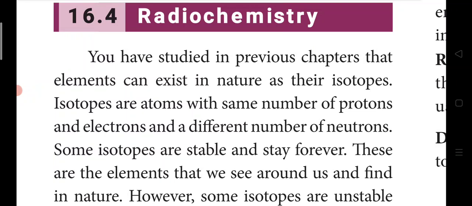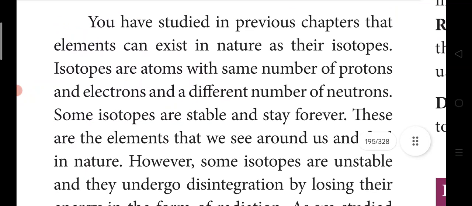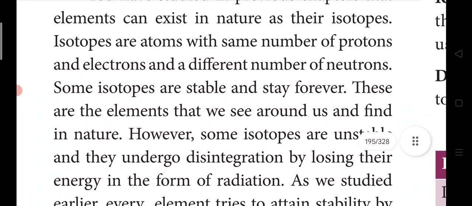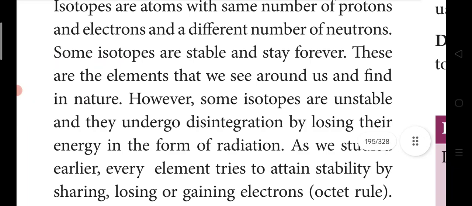Some isotopes are stable and they stay forever. These are the elements that we see around us and find in nature. However, some isotopes are unstable and they undergo disintegration by losing their energy in the form of radiation. So, isotopes, as we all know, have the same atomic number but different mass number. When these isotopes are not stable, they start losing their energy. How will they lose their energy? In the form of radiation.